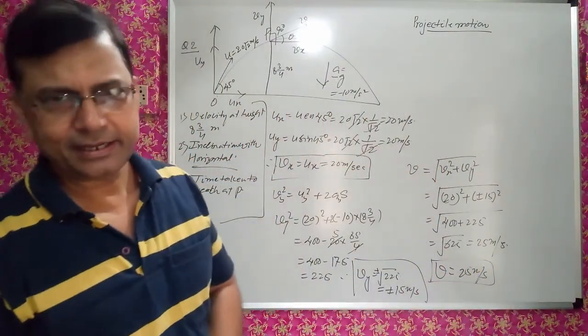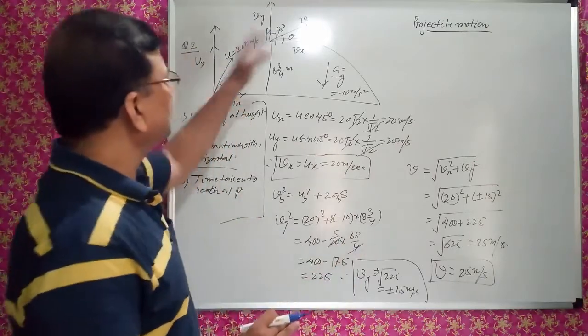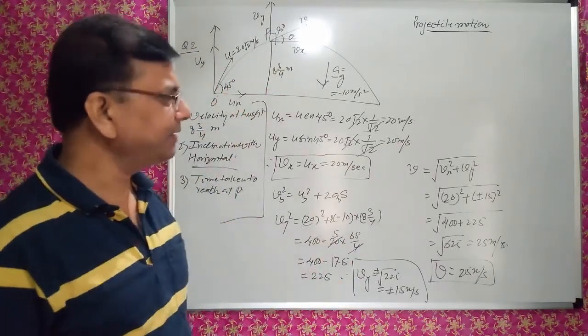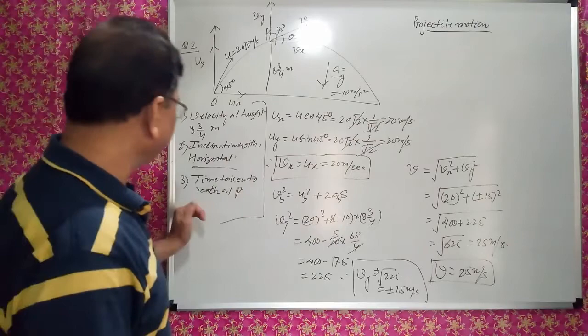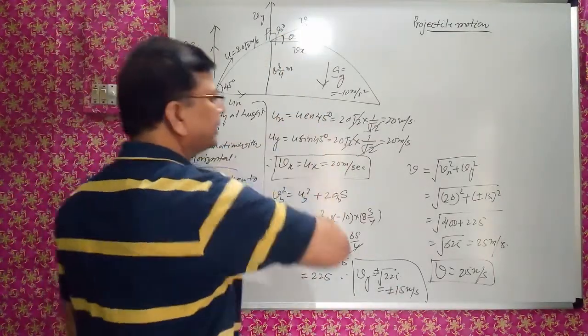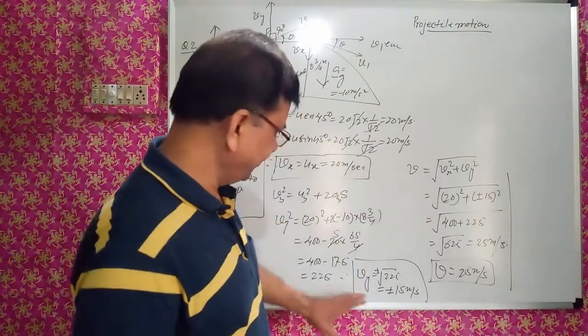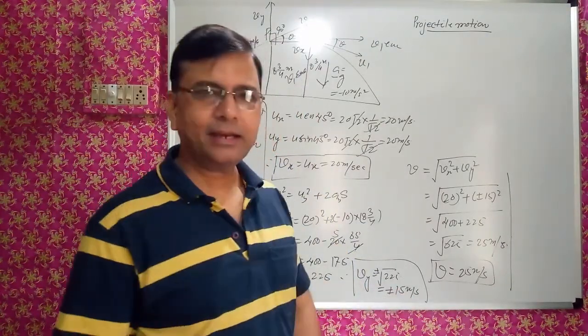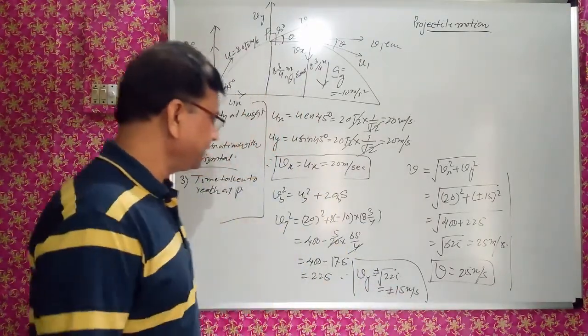Concept समझ में आ रही है? Clear है? So how to find the velocity? That velocity we have found. अब हमको पता करना है, क्या पता करना है भाई? Inclination with the horizontal. This theta is required. So we have found Vy plus minus 15 meters per second.